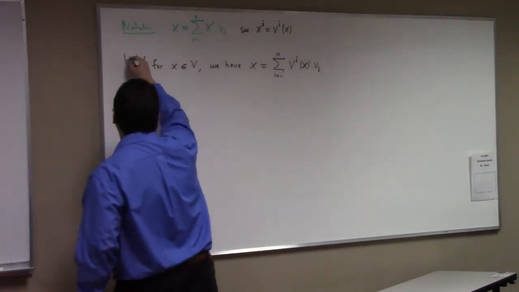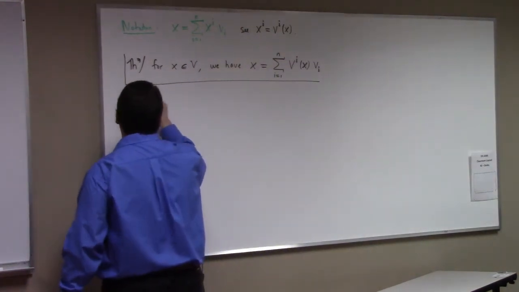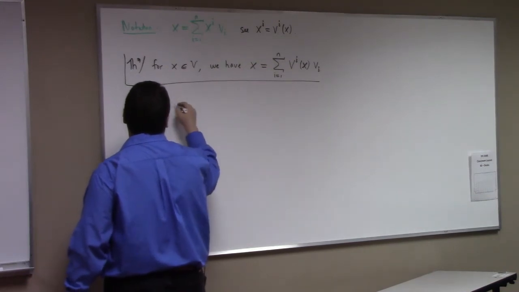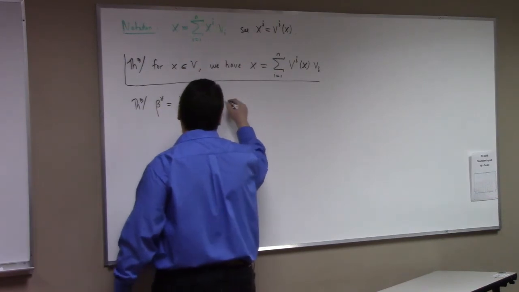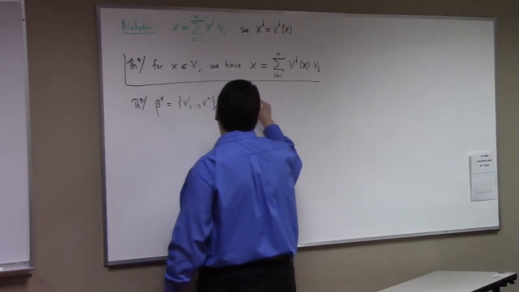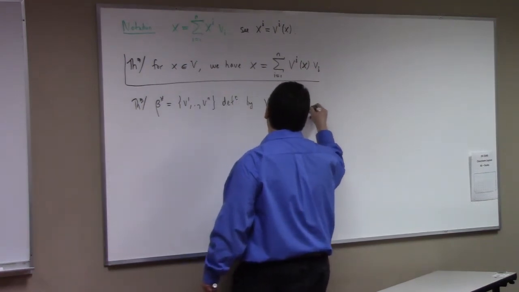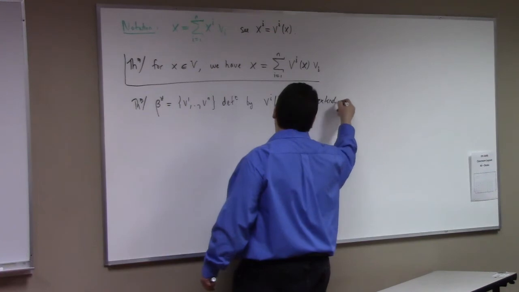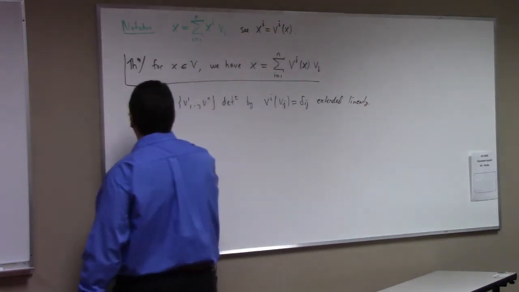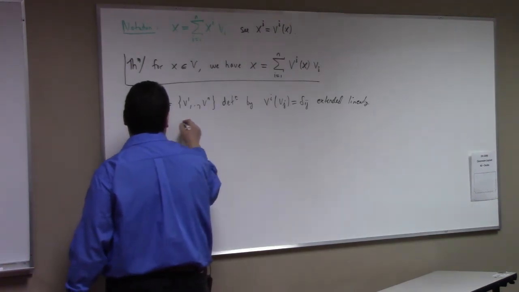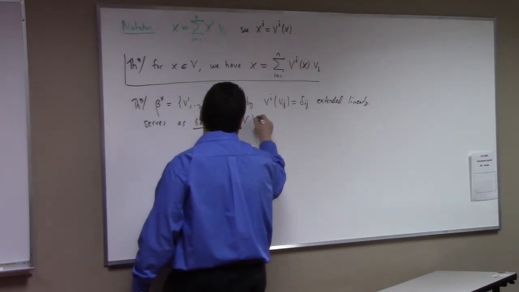Now, there's another theorem. I've called it a dual basis, right? But you can prove that beta dual, defined by v^i(v_j) equal to the Kronecker delta ij, extended linearly, serves as a basis for V dual.